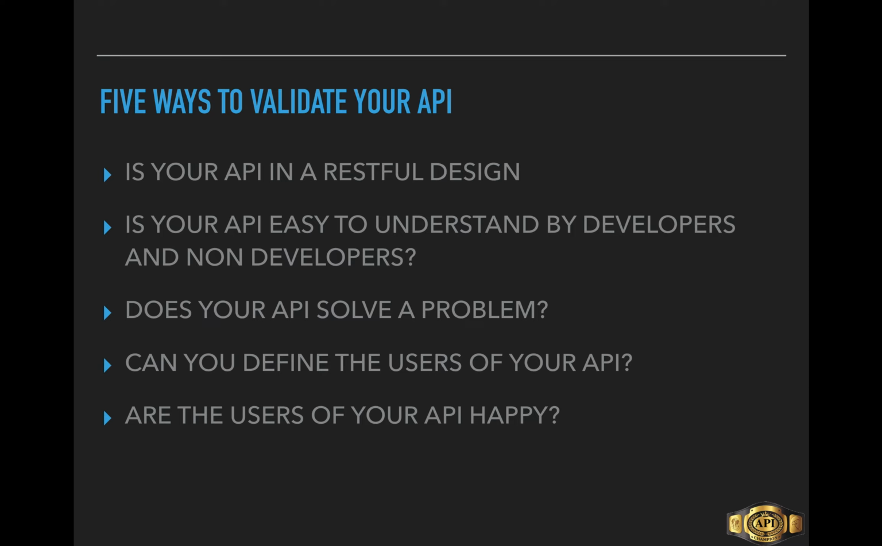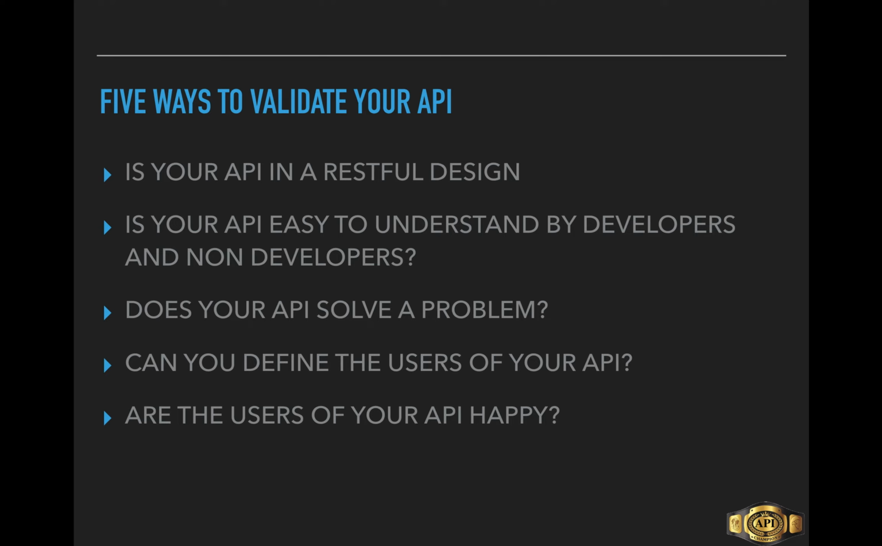Third, does your API solve a problem? This is a critical validation step because without an affirmative response to this question, your API will serve minimal purpose and will be difficult to adopt. Fourth, can you define the users of your API? This is a critical step as it will assist with the marketing, branding, and overall story of your API, especially when your API is communicated through the sales and marketing channels.